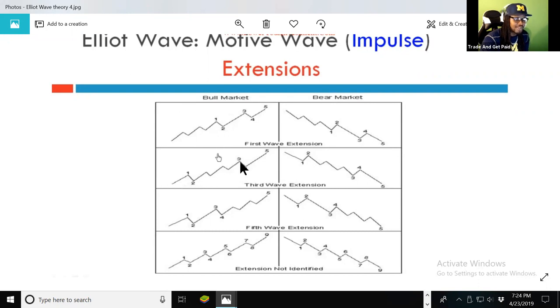Same thing here. This is the typical Elliott wave scenario that people want you to look for, right? And in my eyes, it's just not realistic to set up an expectation for this to happen all the time, right?